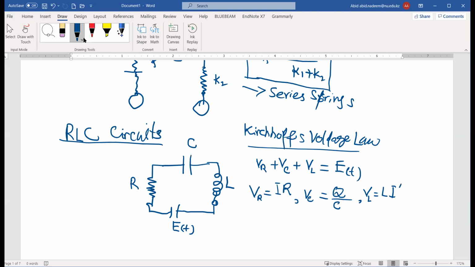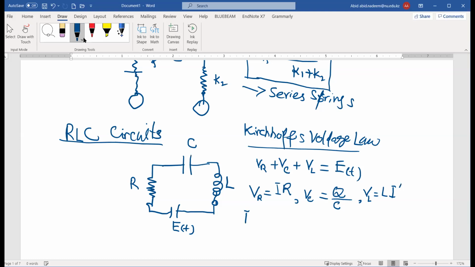Just a moment, I need to check my notes to see whether I'm making any mistake. Yes, it is L times di over dt, or I prime, the change in current with respect to time. So then we can input these values over here.